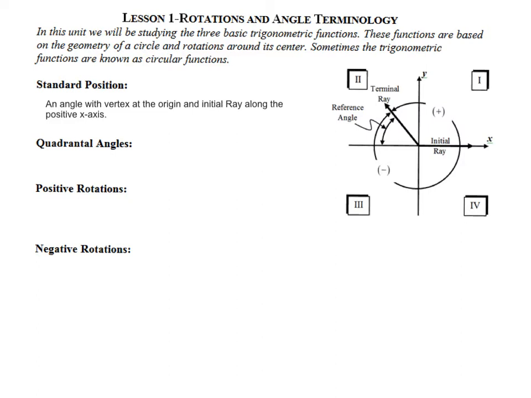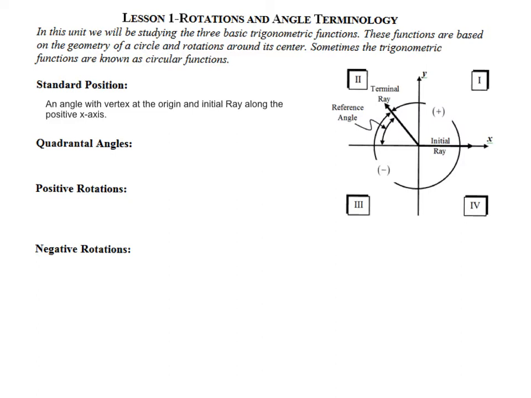So start with the definition of a standard position. An angle is drawn in standard position when its vertex is at the origin and when it has an initial side, an initial ray, that is along the positive x-axis. So we're always going to draw our angles so that they begin over here at my initial ray on the x-axis. The terminal ray is going to determine how big that angle is.